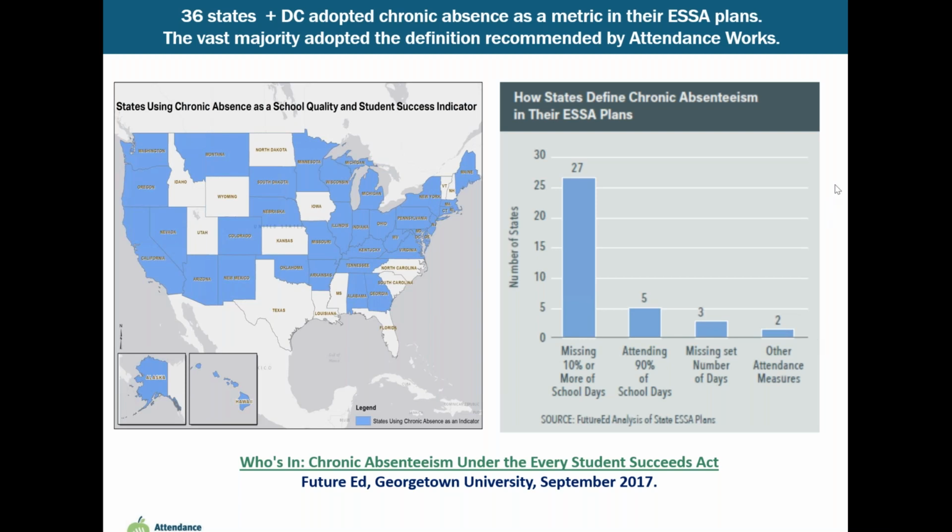So we saw this huge groundswell by the time September rolled around, with state ESSA plans from the vast majority of states, 36 states plus Washington, D.C., adopting chronic absence as an accountability metric. Just to put that in perspective, six months earlier, there were two states, Connecticut and California. So in that very short period of time, we went from a couple of states to the vast majority adopting chronic absence as a metric. Next slide, please.